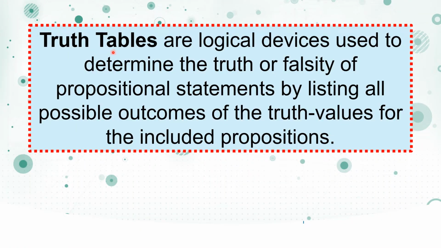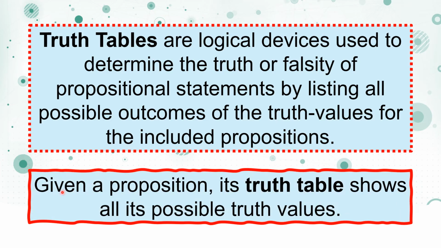What are truth tables? So truth tables are logical devices used to determine the truth or falsity of propositional statements by listing all possible outcomes of the truth values for the included propositions. So given a proposition, its truth table shows all its possible truth values.